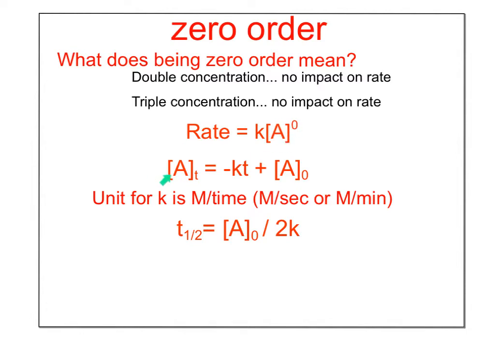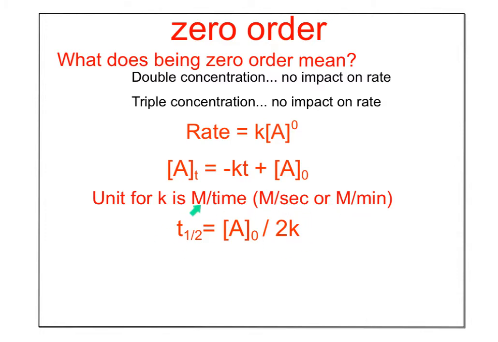And here's the integrated rate law. So the concentration of that chemical at a certain time is equal to the negative rate constant times time plus the initial concentration. And the unit for K, so when you solve for K in its zero order, will be the molarity divided by time. So pay attention to your time. Is it seconds or is it minutes?